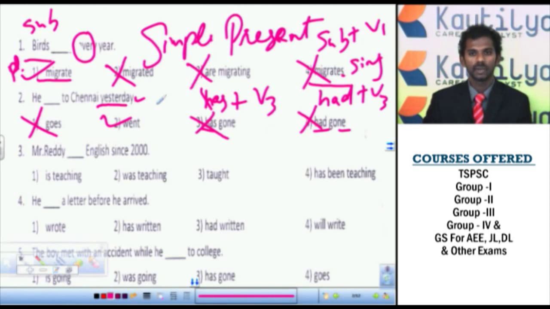Clear? So as I said, don't get stuck with any option, keep eliminating options based only on the rules, right? So based on the rules, I eliminated 1, 3 and 4. I am left with only one option, that is option 2, he went to Chennai yesterday.